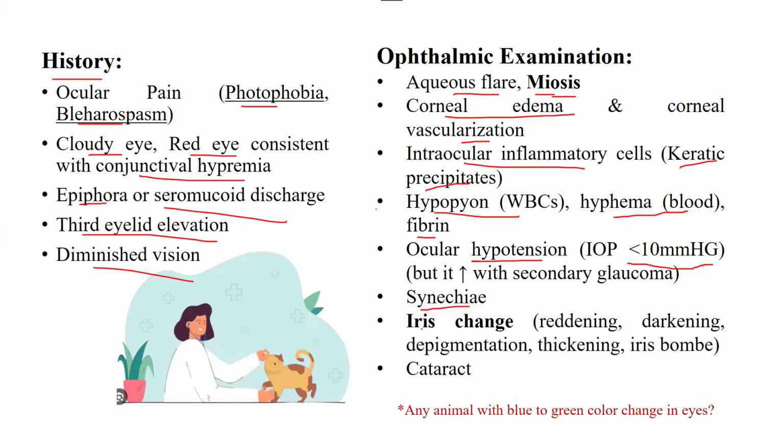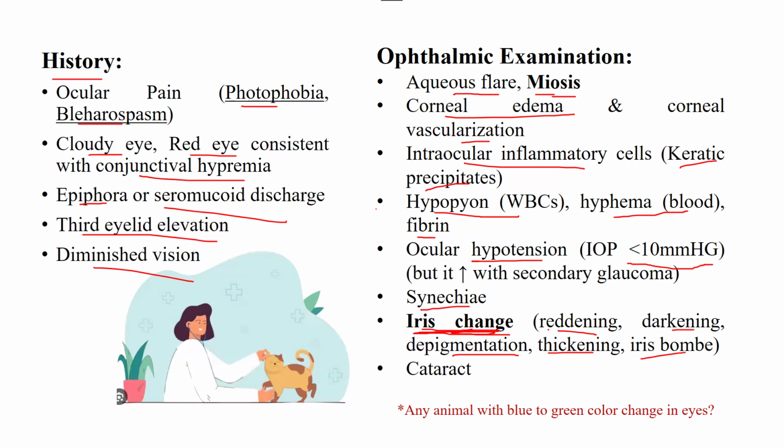There is, but with the lens it can also attach. It's not a hard and fast rule, but still you can see synechia, anterior or posterior, both. Next is iris change. It is a very important thing from the exam point of view. Iris change: reddening, darkening, depigmentation, thickening, or iris bombé. All of these iris changes can occur.